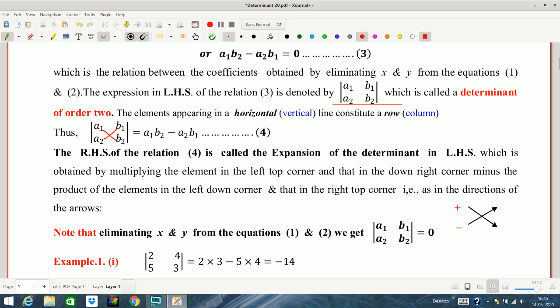And this a1 and b2 lie as if along a diagonal, and this is called the principal diagonal. So principal diagonal elements are multiplied first, and then a minus sign is given, and then the other diagonal elements, you can call it off diagonal, they are multiplied. So this is the process of calculating the value of a second order determinant, and this process can be remembered from these arrow symbols.